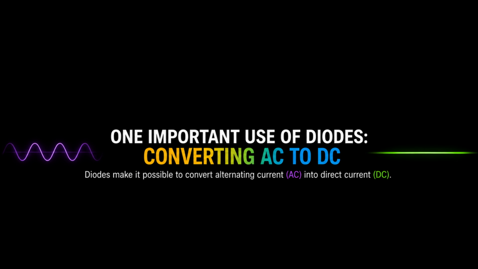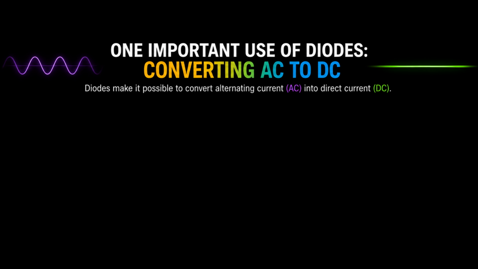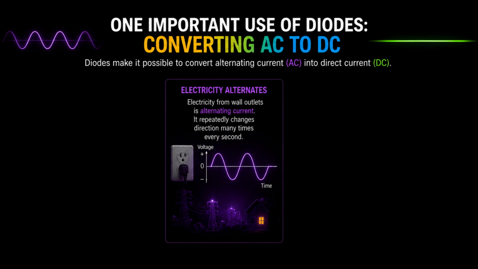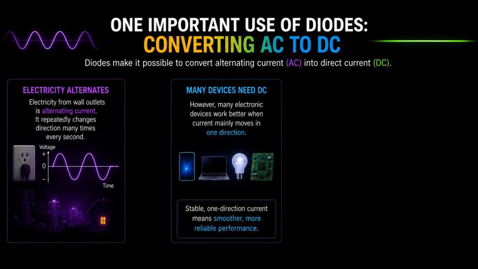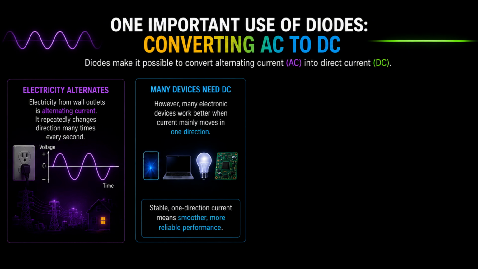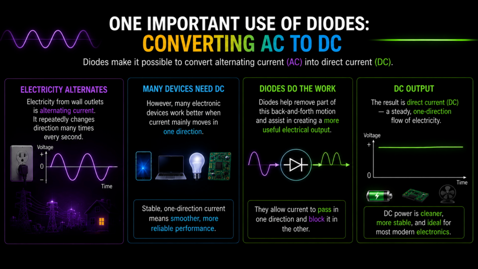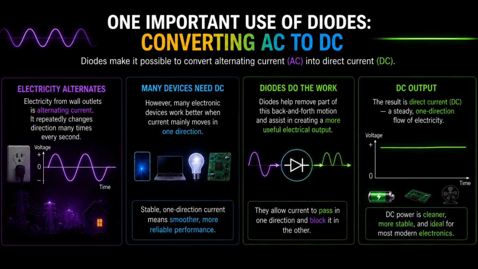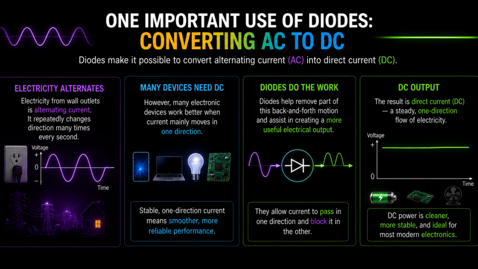One important use of diodes involves converting alternating current into direct current. Electricity from wall outlets repeatedly changes direction many times every second. However, many electronic devices work better when current mainly moves in one direction. Diodes help remove part of this back and forth motion and assist in creating a more useful electrical output.